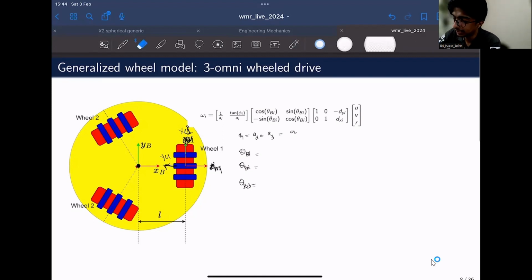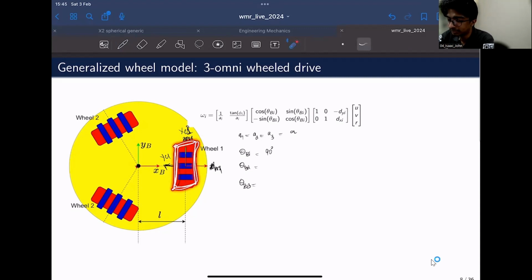So since there is a 90-degree offset between XC1 and XB, theta B1 would be 90 degrees, right? And what will be theta B2? So there is basically a 120-degree offset between all the coordinates in the B frame, all the coordinates in wheel 1, wheel 2, and between wheel 2 and wheel 3. So theta B2 would be 90 degrees plus 120 degrees, that would be 210 degrees, and theta B3 would be again a relative angle of 120 degrees, that will be 330 degrees.